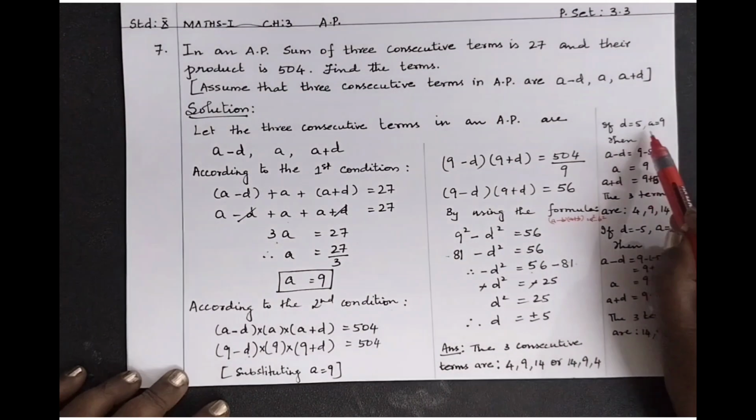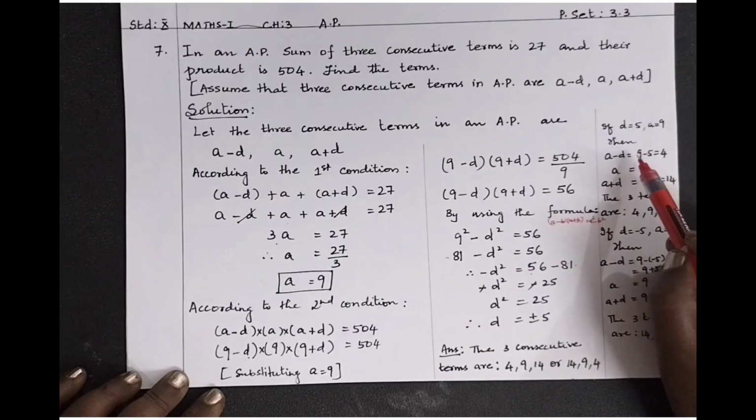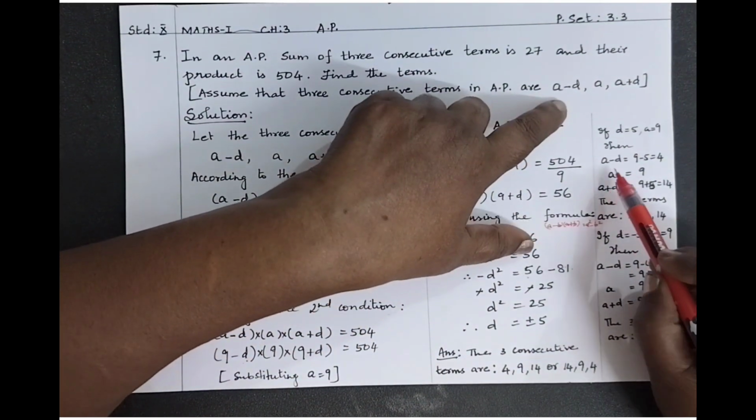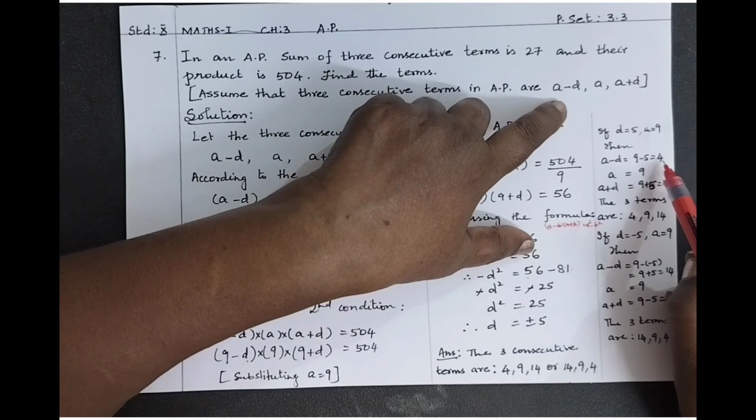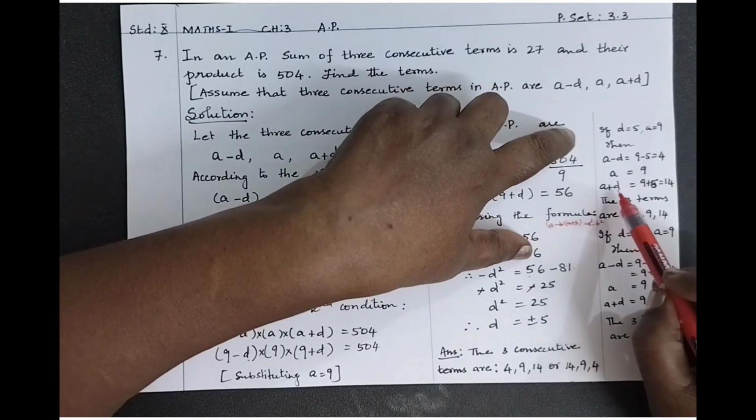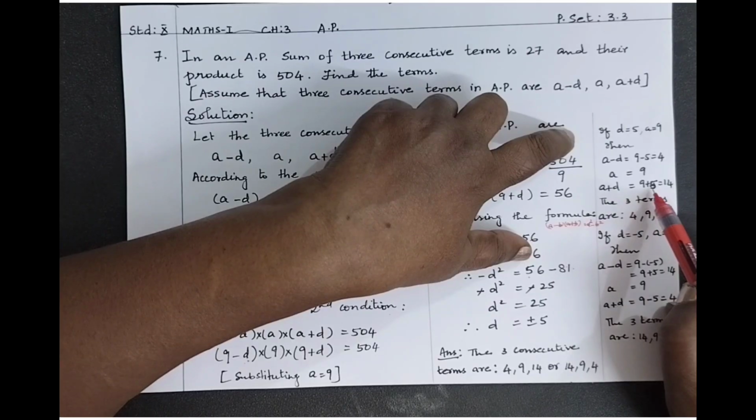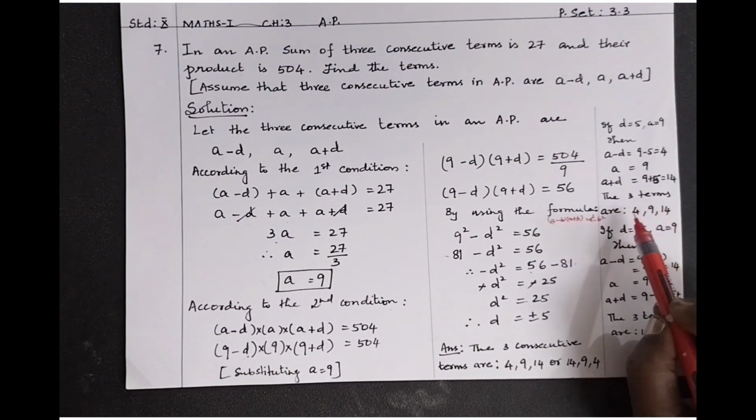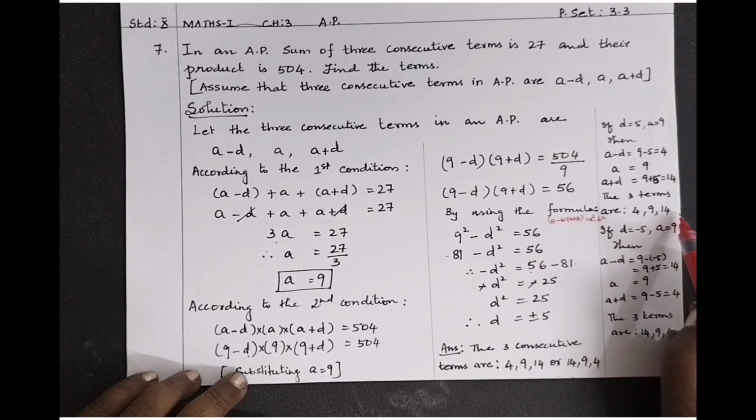Now when d is 5 and a is 9, then the first term a minus d is 9 minus 5, which is 4. The second term a is 9. And a plus d is 9 plus 5, which is 14. The three terms are 4, 9 and 14.